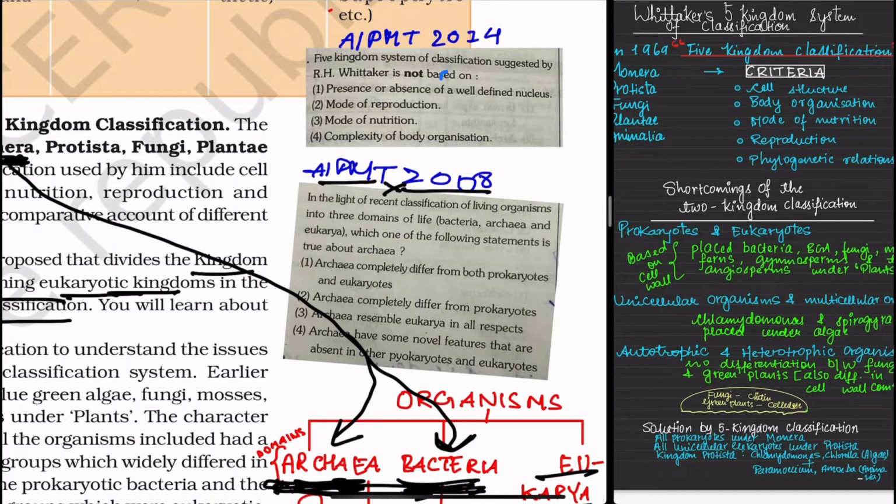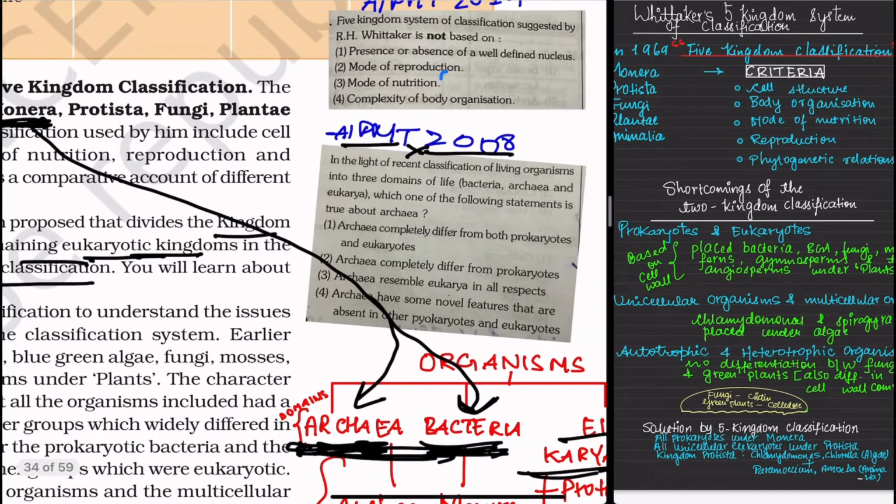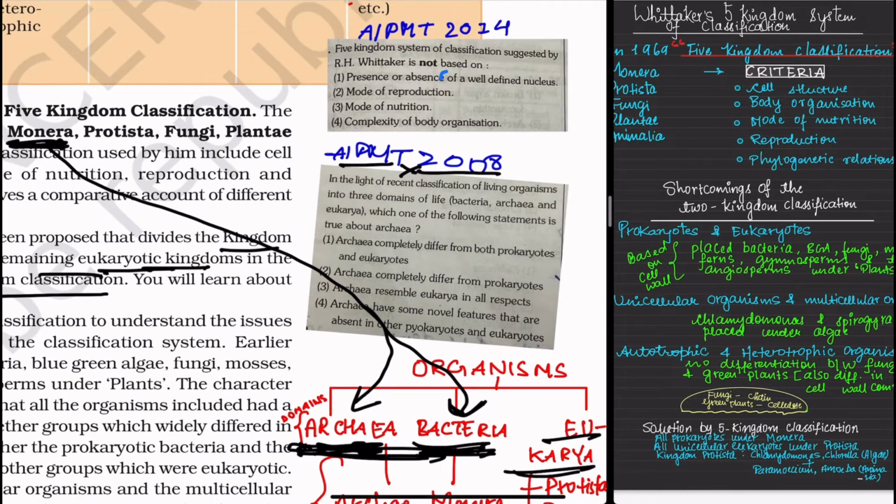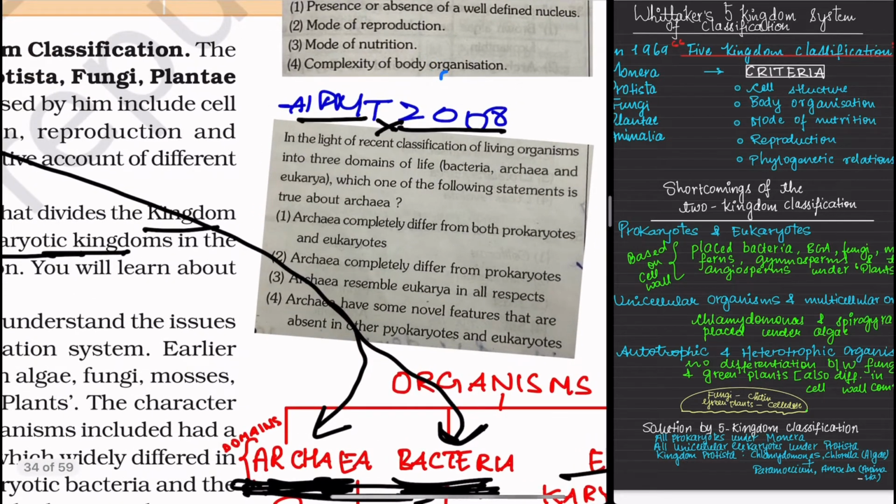Now, when the options are closed, what do we do? We adopt the option elimination technique. So we first read the first option and look for peculiarities in the options. Archaea completely differ from both prokaryotes and eukaryotes. Does archaea completely differ from both? No. Archaea only differs in case of its cell wall structure. Yes, it has some features that make it different from prokaryotes and eukaryotes, but it does not completely differ from both. So this option is wrong.